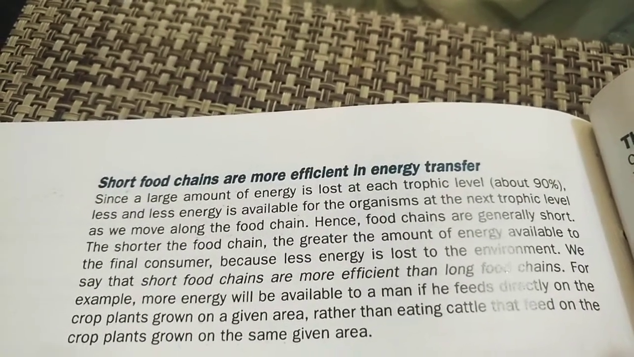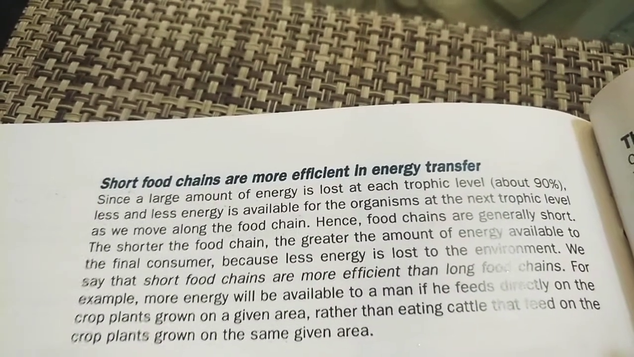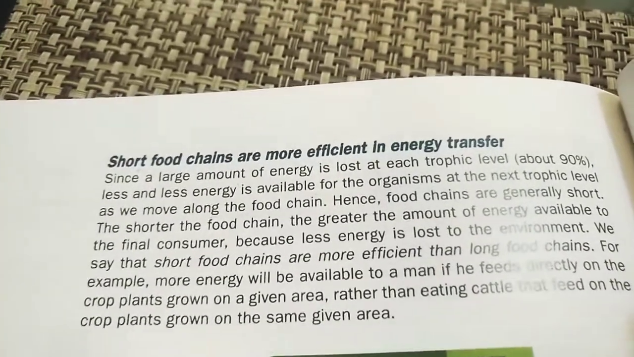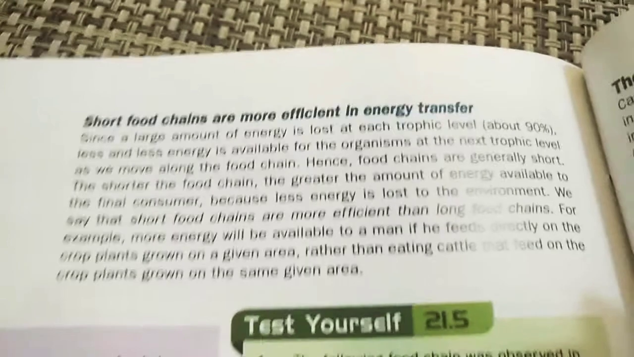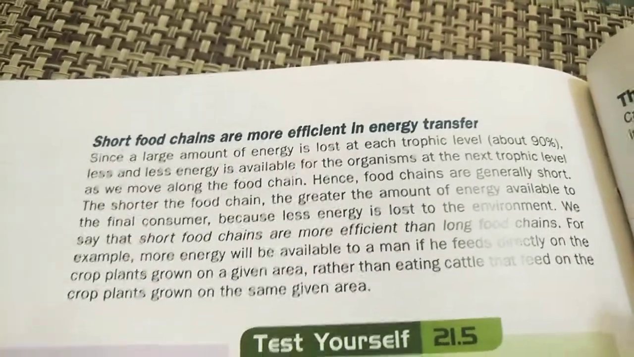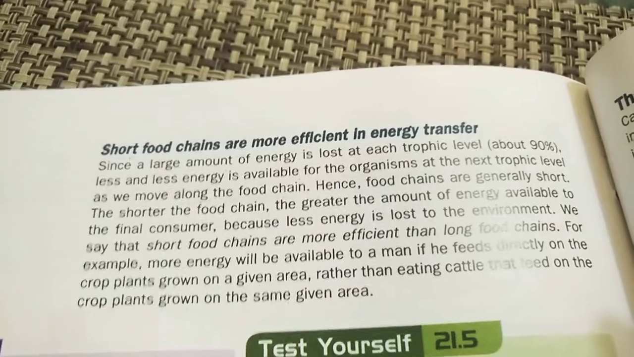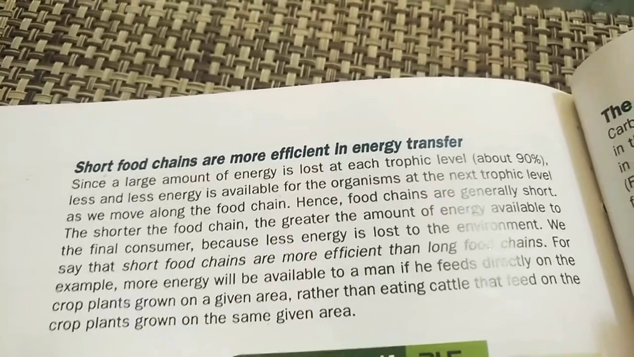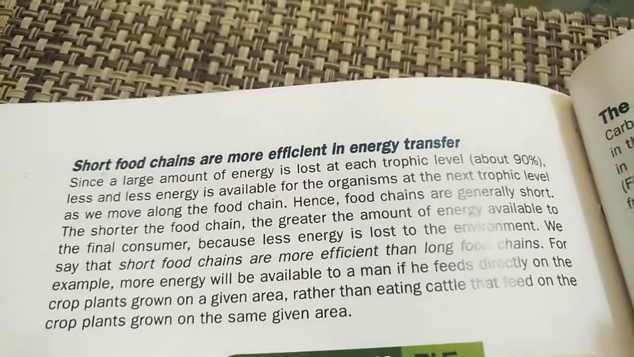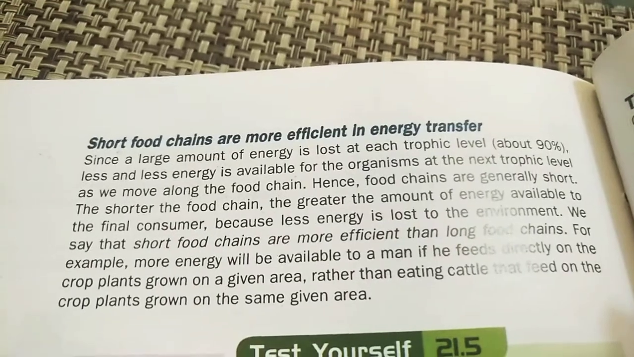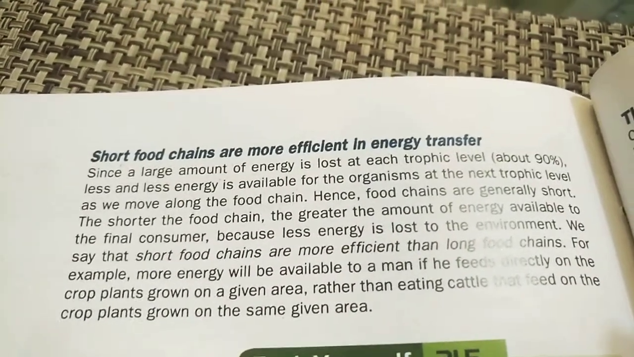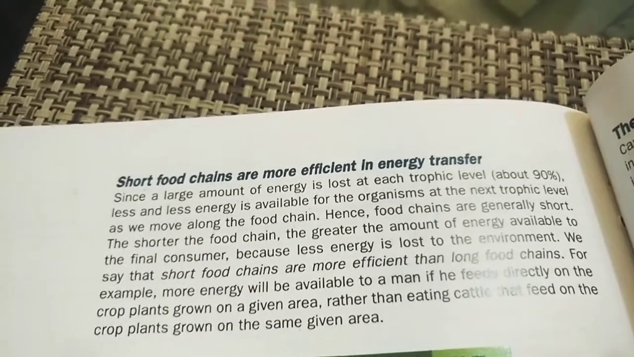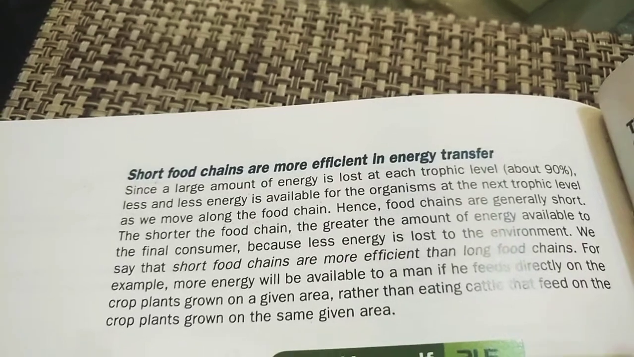we are eating any vegetable, which comes from the producers, and we are eating the vegetable directly, so it will give us more energy as compared to if we eat a goat or a sheep, and then the goat or sheep gets the food from the producers, rather than eating cattle that feed on the crop plant grown on the same given area. So, hence the idea is very clear here that the short food chains are more efficient as compared to the long food chains. And yes, now I will give you the work according to it.